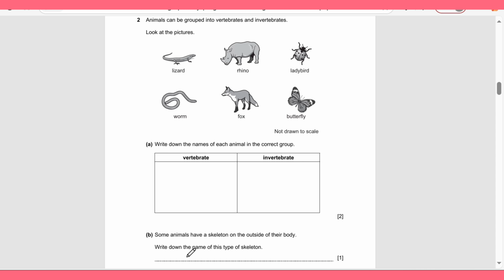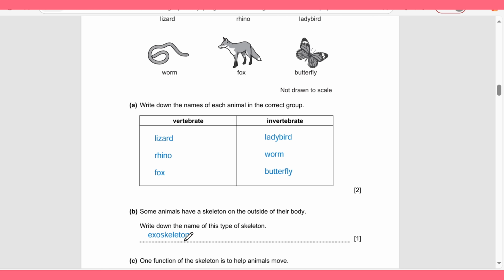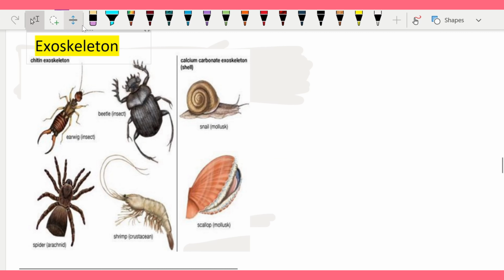Okay guys, let's check out the answer. Well, it's exoskeleton. So exoskeleton, let's take a look. Exoskeleton is found in animals like the snail, the scallop, and also the shrimp, which is a crustacean, and the spider, an arachnid. It has an exoskeleton. Also the insect here, and the beetle. These are animals with an exoskeleton.